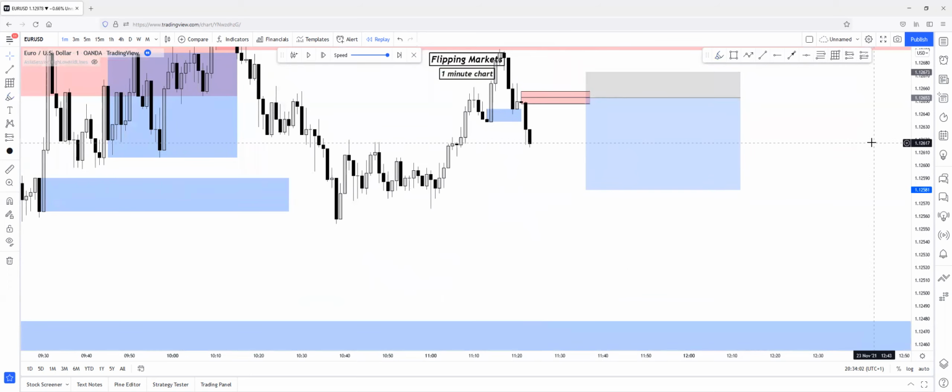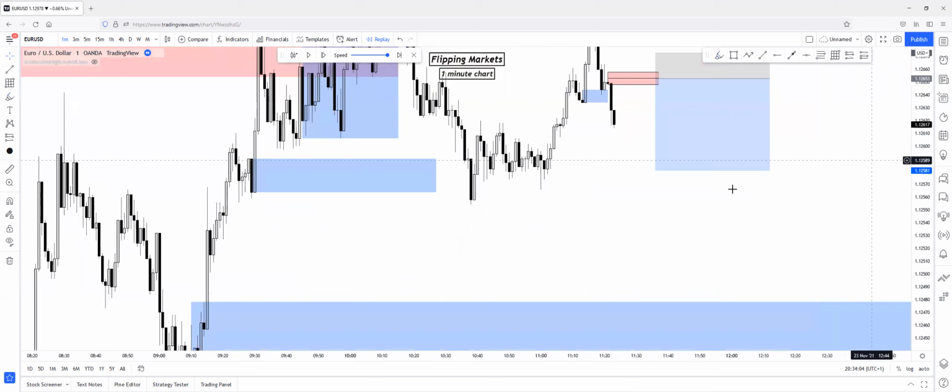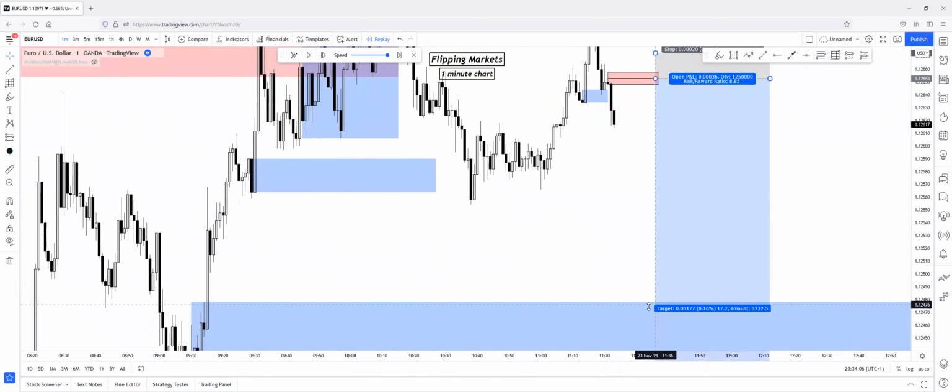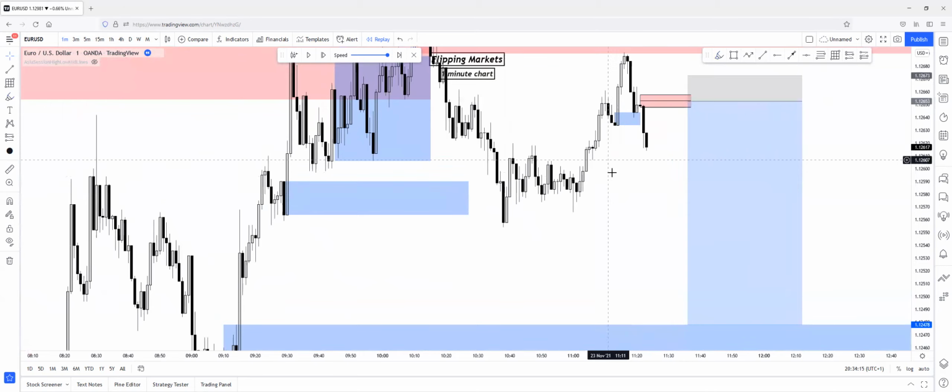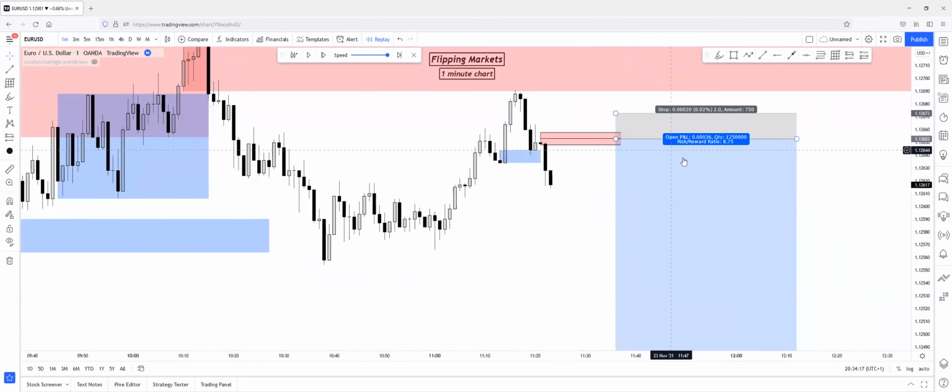I will aim for the next unmitigated 15-minute demand zone, which is this one down here. This is our last unmitigated 5-minute refined from the 15-minute demand zone. So this will be our target point. Okay, as you can see, the risk-reward ratio is almost 1:9. So this is a really, really good trade.